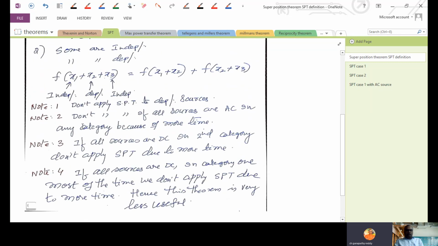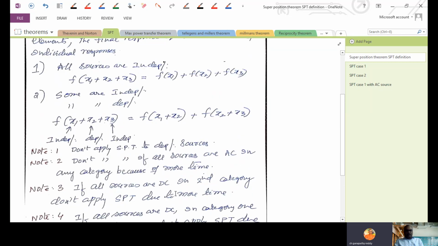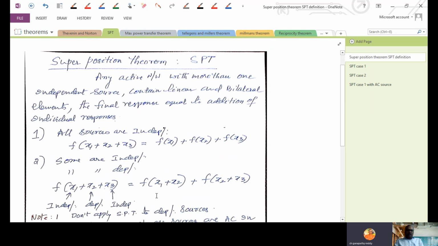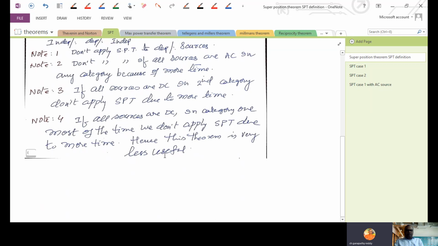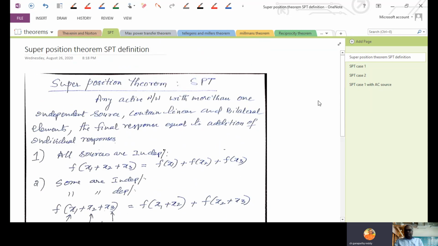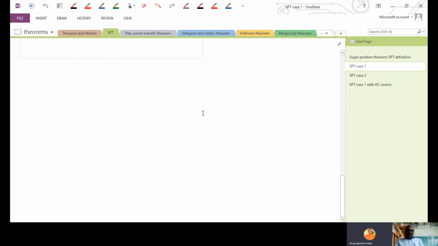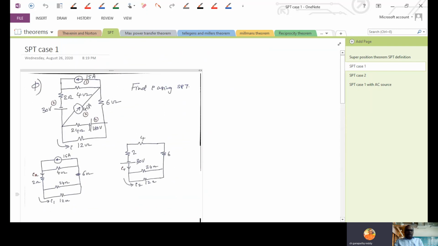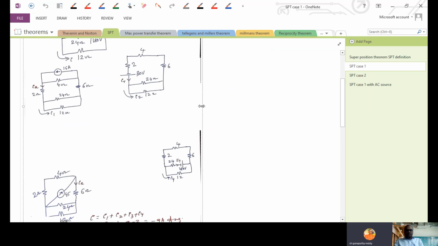In BTech, you don't have an option. In GATE, if they give a problem and ask to find the answer, avoid this theorem. But at BTech level, when they mention use superposition theorem, you compulsorily have to apply it. This is the theory part of superposition theorem. Now let us see problems in case 1, case 2. So we will start with this problem.